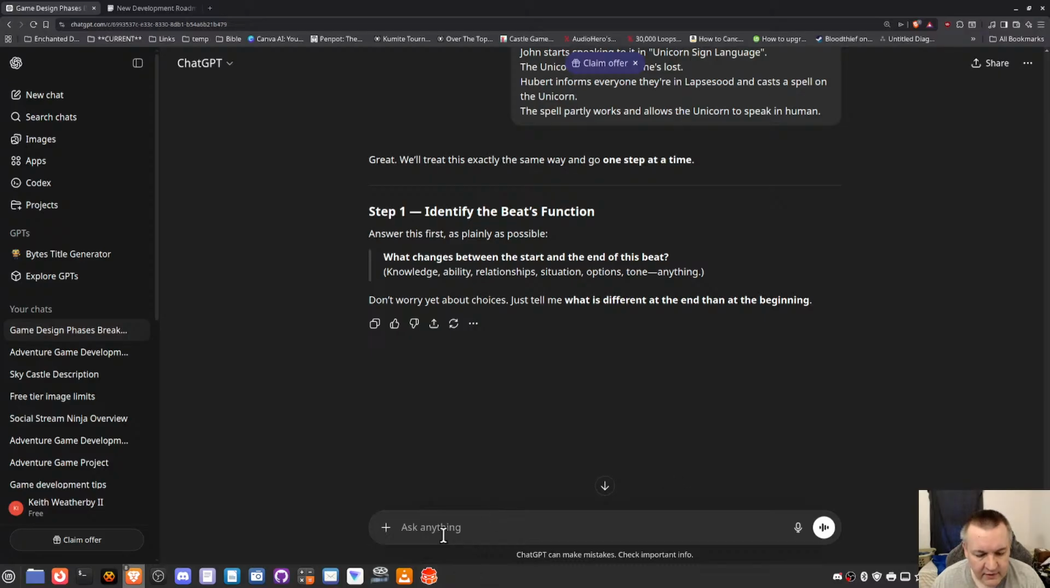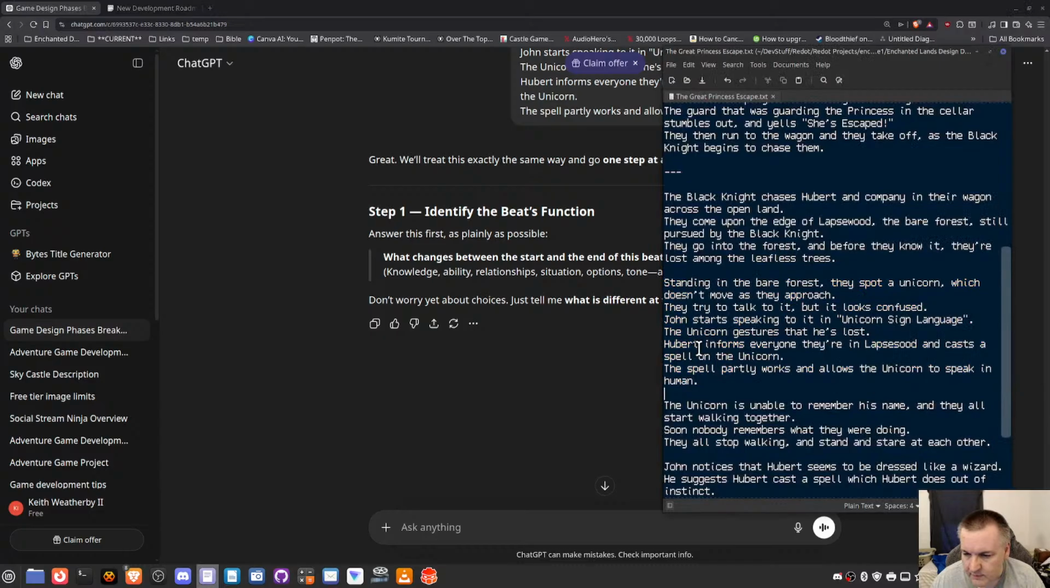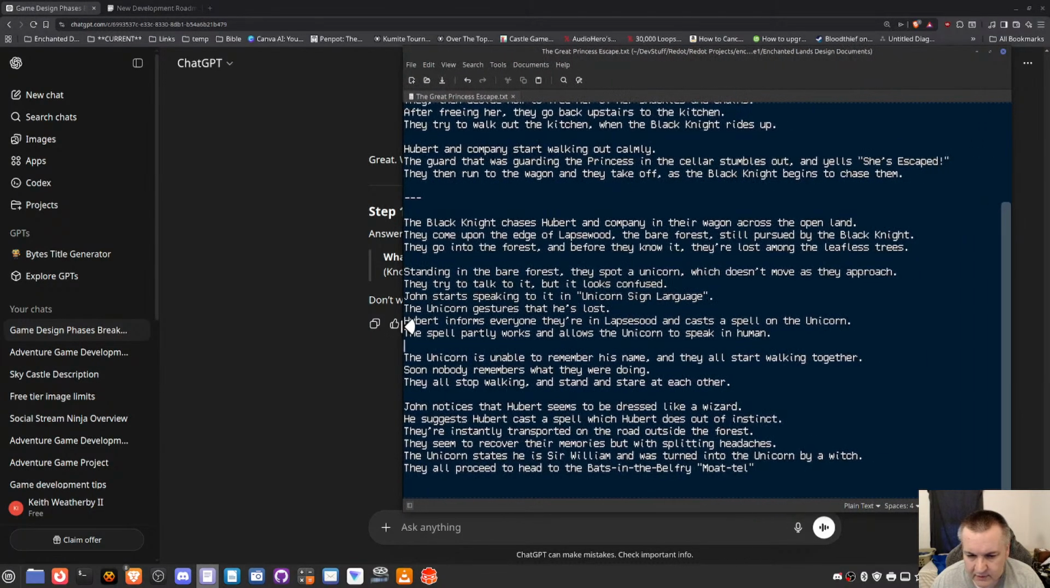Okay, let's do that. Here, I'm going to expand this back out. Standing in the bare forest, they spot a unicorn which doesn't move as they approach. They try to talk to it, but it looks confused. John starts speaking to it in unicorn sign language. The unicorn gestures that he's lost. Hubert informs everyone they're in Lapswood and casts a spell on the unicorn. The spell partly works and allows the unicorn to speak human.